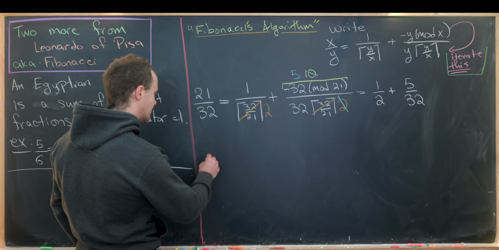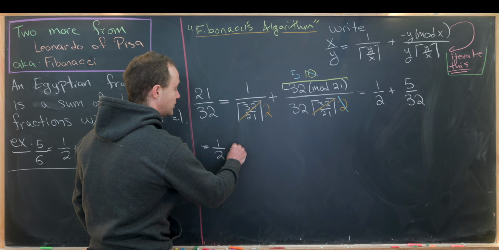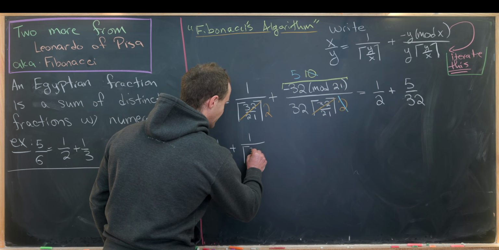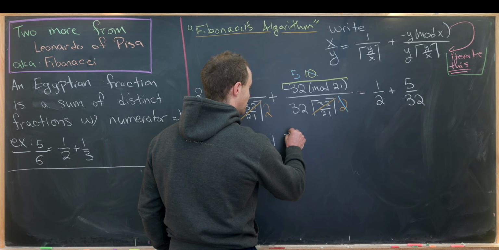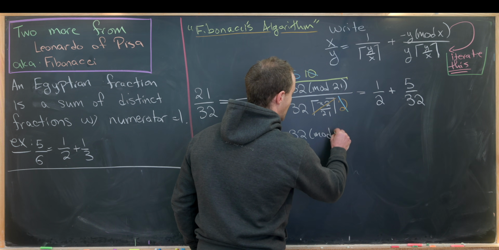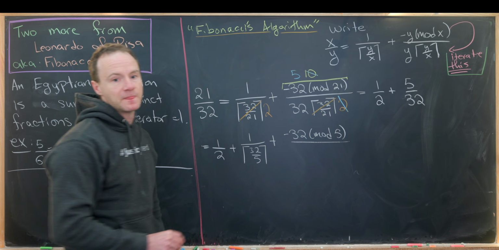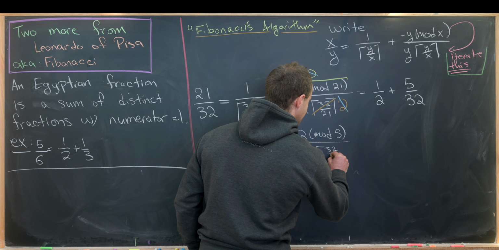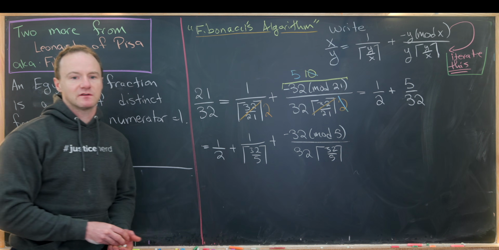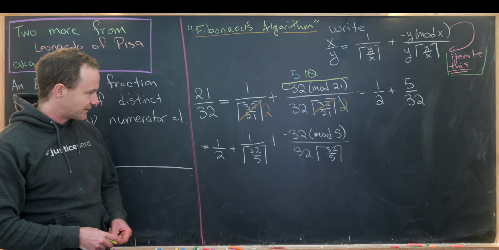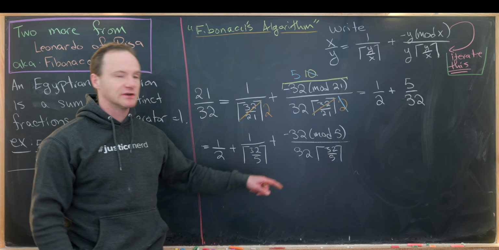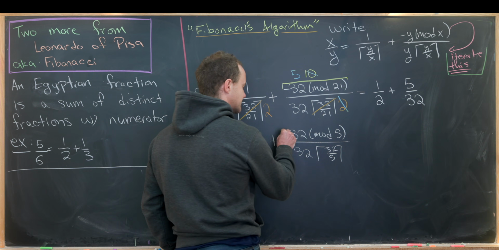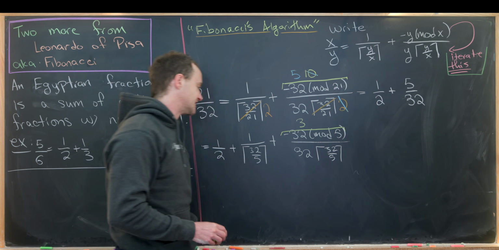So let's see what that will look like. Now we'll have 1/2 plus 1 over the ceiling of 32/5, plus minus 32 mod 5, that's what's occurring in the numerator. And in the denominator, we'll have 32 times the ceiling of 32/5. But now we need to do a little simplification. We can add multiples of 5 until we have something between 0 and 4. We'd probably like to add 35. That will give us the number 3. So we can replace this with 3.